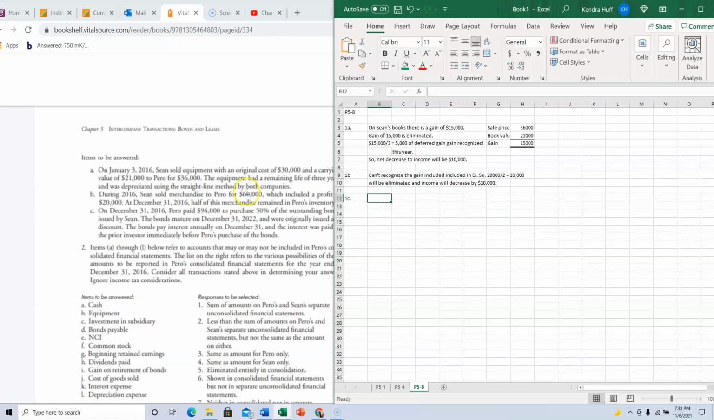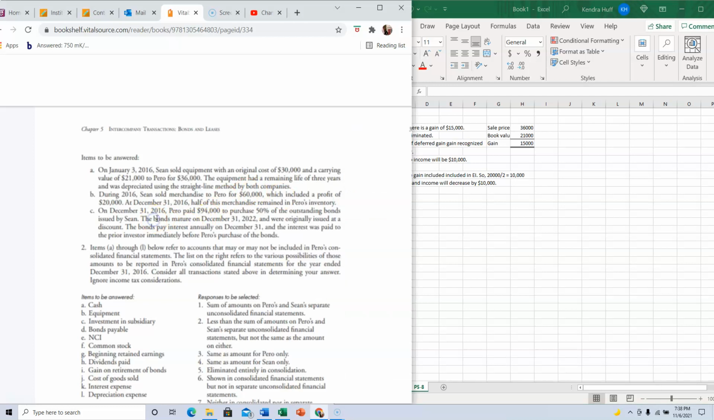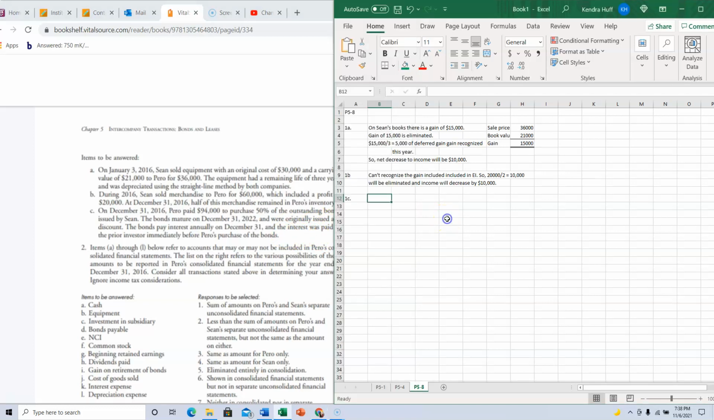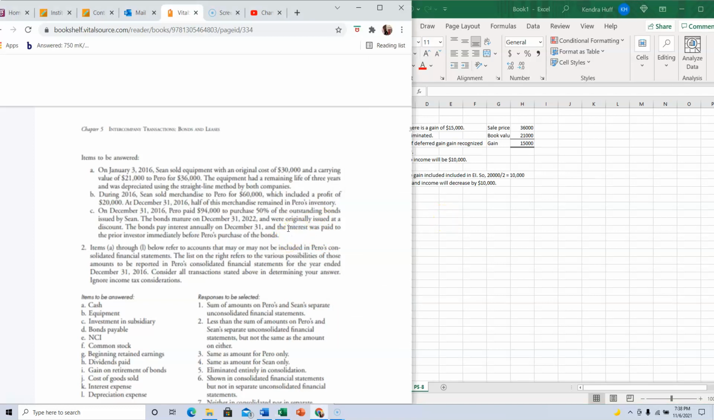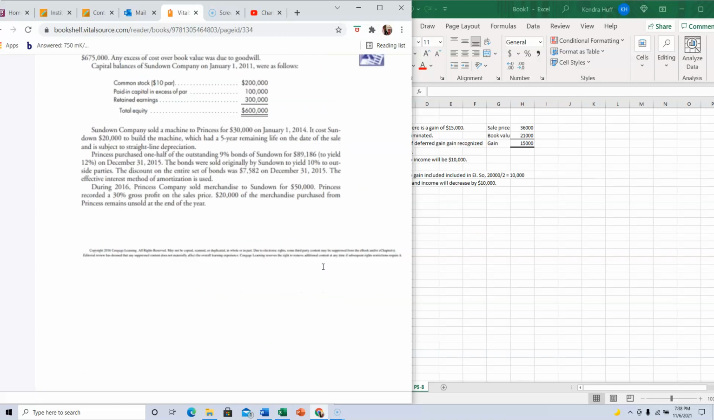All right, C. On December 31st of 2016, Petto paid $94,000 to purchase 50% of the outstanding bonds issued by Sean. The bonds mature on December 31st of 2022 and were originally issued at a discount. The bonds pay interest annually on December 31st, and the interest was paid to the prior investor immediately before Petto's purchase of the bonds. Okay, so we need to see if there's a gain or a loss. We don't need to worry about eliminating the interest because it was paid to the person that owned the bonds before Petto bought them. All right, so let's go back a page.